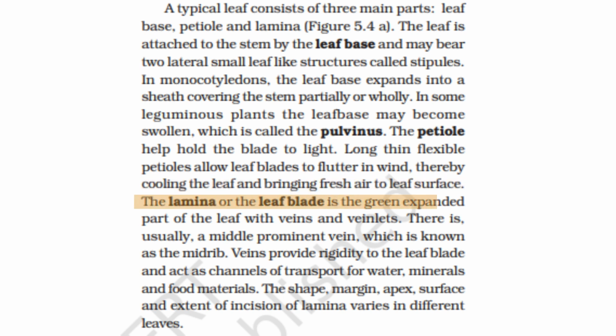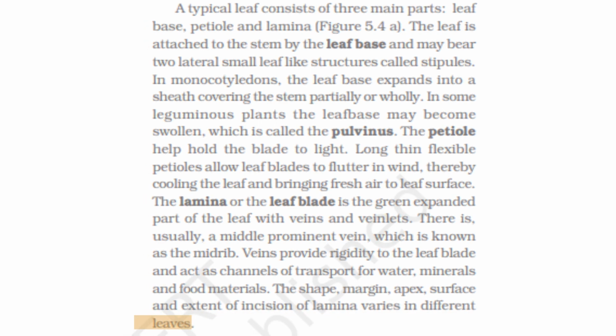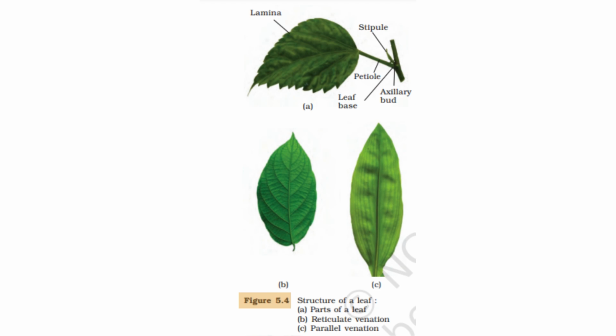The lamina or leaf blade is the green expanded part of the leaf with veins and veinlets. There is usually a middle prominent vein, which is known as the midrib. Veins provide rigidity to the leaf blade and act as channels of transport for water, minerals, and food materials. The shape, margin, apex, surface, and extent of incision of lamina vary in different leaves. Figure 5.4. Structure of a leaf. A. Parts of a leaf. B. Reticulate venation. C. Parallel venation.